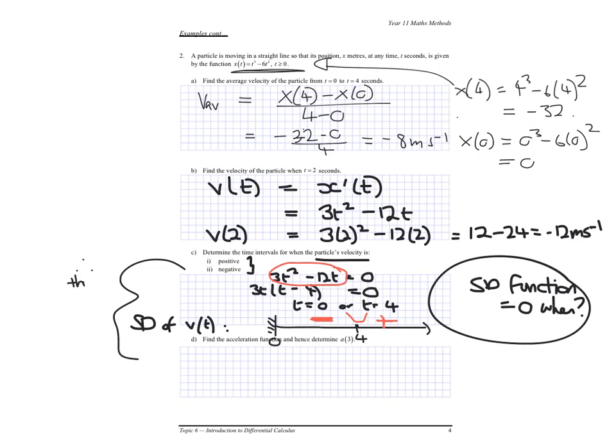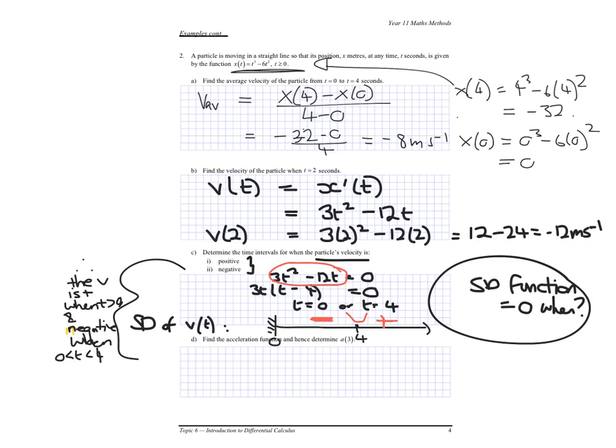The velocity is positive when t is greater than 0, and it would be good to write it in actual words, not just write the signs, and negative when, now be careful, don't say when t is less than 4, because it can't be less than 0. And when t is 0, the velocity is actually going to equal 0. So it's not going to be negative there either.